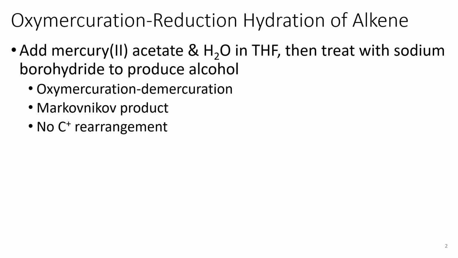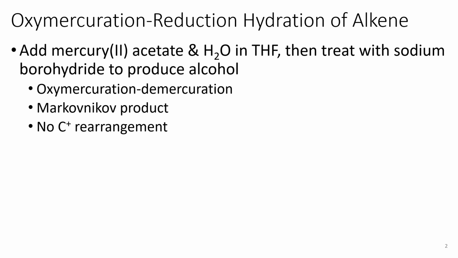What we're going to be doing with these is using the mercury 2 ion to help us run the reaction. So instead of using a halogen as our initial electrophile, we'll be using mercury as our initial electrophile. This allows us to create alcohols without having the halogen present. We're going to be adding mercury 2 acetate and water in THF to our alkene. We're then going to treat that system with sodium borohydride to produce the final alcohol.